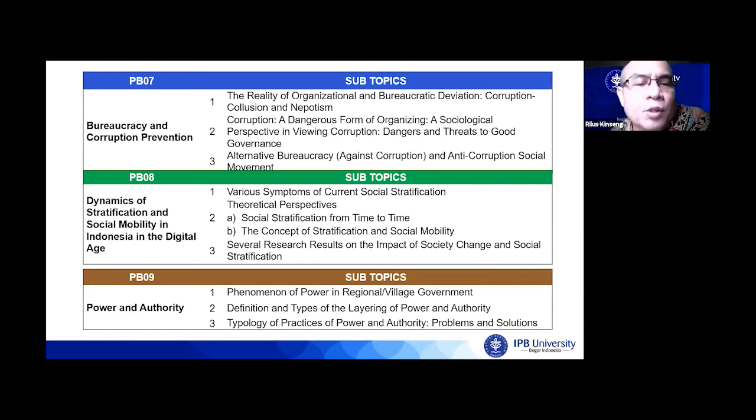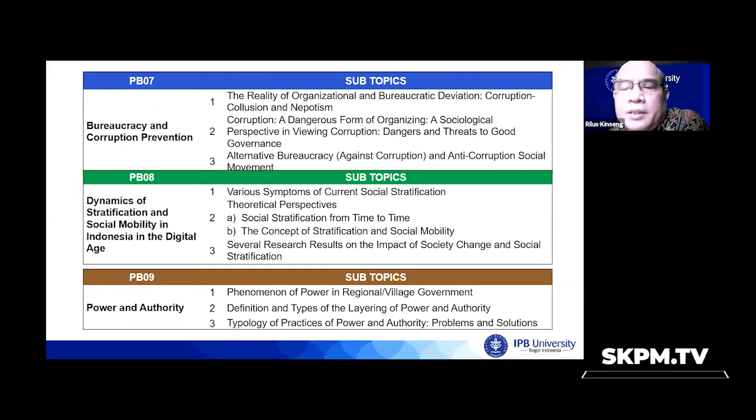And then PB08 will discuss about the dynamics of stratification and social mobility in Indonesia in the digital age, which will consist of various symptoms of current social stratification, theoretical stratification, and then theoretical perspectives. We're gonna discuss about social stratification from time to time, and then the concept of stratification and social mobility, and then several research results on the impact of social change and social stratification.